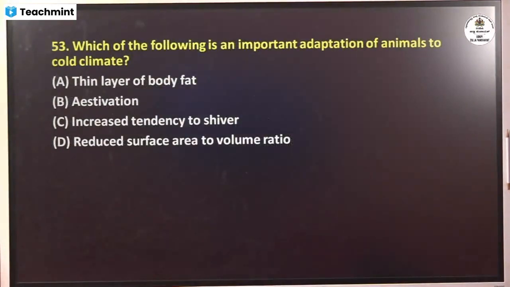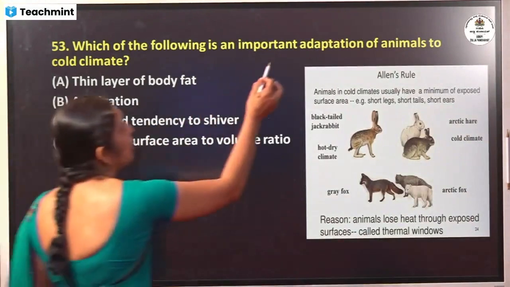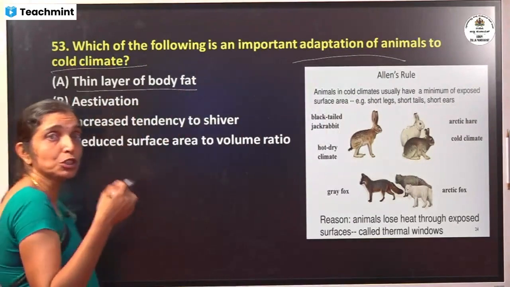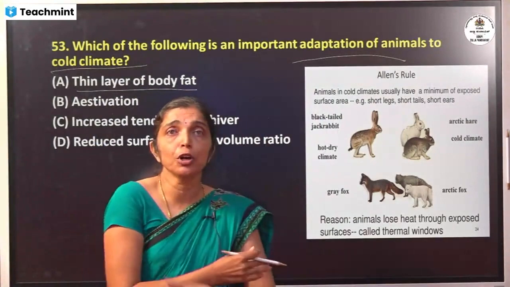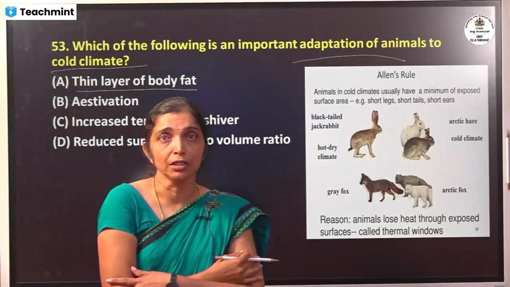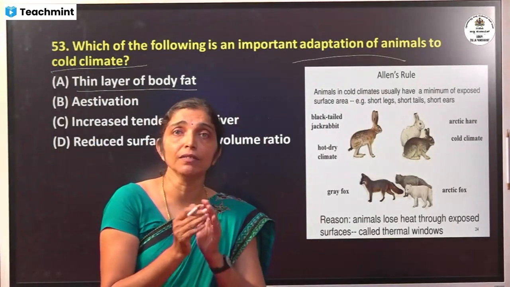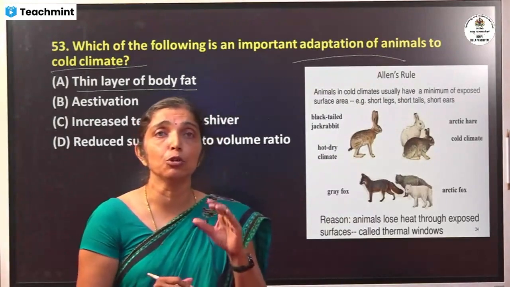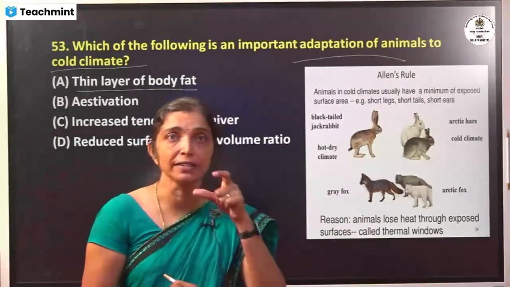Which of the following is an important adaptation of animals to cold climate? Thin layer of body fat, estivation, increased tendency to shiver, reduced surface area to volume ratio. So, which of the following is an important adaptation to cold climate? Now, thin layer of body fat, no, they should have a thick layer of body fat, because the body fat that is there acts as an insulator. So when a very cold climate is there, if they have a very thin layer, the survival chances are less. That is why the animals living in colder climate usually have a very thick fat layer.